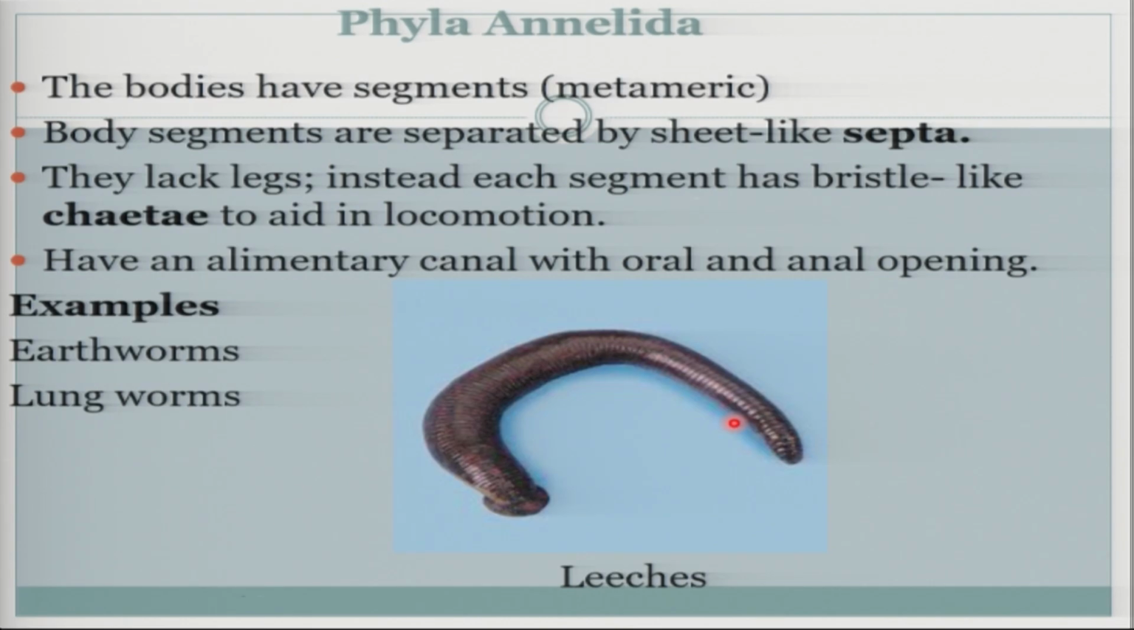All right? They have an alimentary canal with oral and anal opening. So they have the mouth and the anus opening. All right? That is their alimentary canal. So this is also another phyla, which is annelid, which is put under the lower level of organisms in kingdom Animalia. All right?